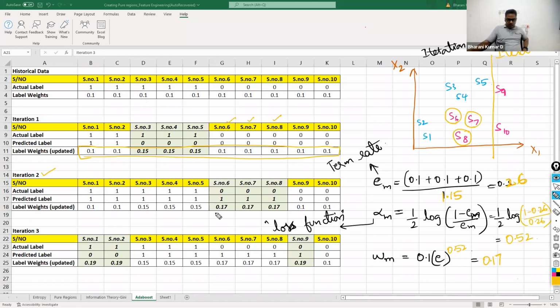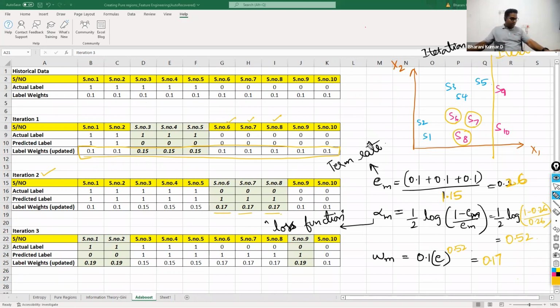That is the reason why we're giving a weightage of 0.17 to the misclassified entries. The weightage that you keep providing for the misclassified entries will keep on increasing, so that the chance of them getting selected in the next algorithm is higher in the training data.